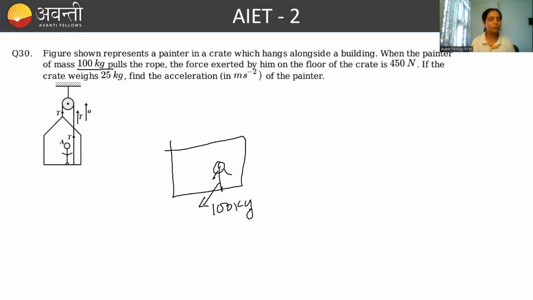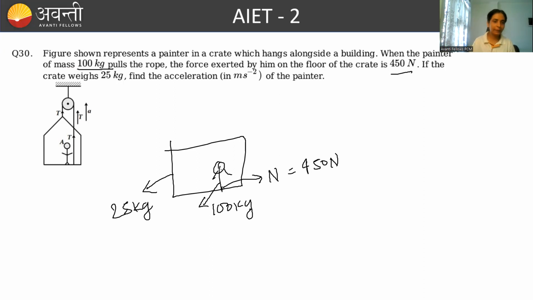The force exerted by him on the floor of the crate is 450 Newton. That is, the normal force between the painter and the floor is how much? 450 Newton. Okay? So if I talk about the normal reaction here, it is 450 Newton. If the crate weighs 25 kg, and the mass of this structure is how much? 25 kg. Okay? Find the acceleration of the painter. So we have to calculate the acceleration of the painter. How will we do that?